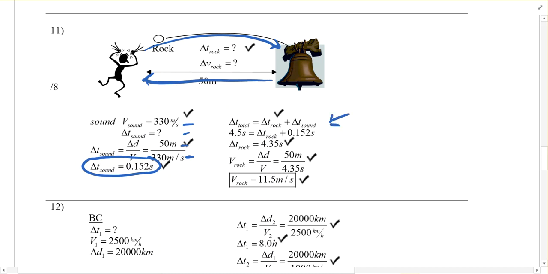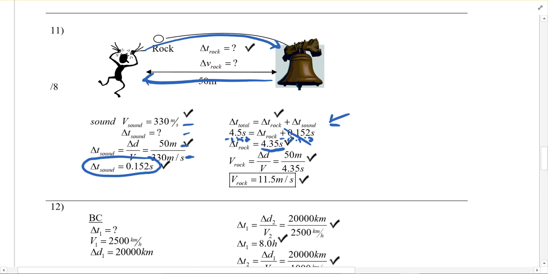Okay, the total time, like I've got up here, is going to be equal to the time it takes for the rock to go there plus the time it takes to go back. We know the total time is 4.5 seconds. That was given in the question. So now we just need to find the time for the rock. And the way we do that is just by rearranging this equation. We just subtract 0.152 from both sides. And we end up with the time it takes for the rock as 4.35 seconds.